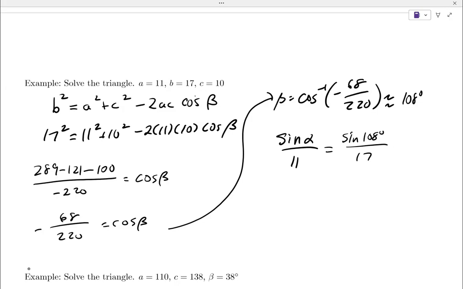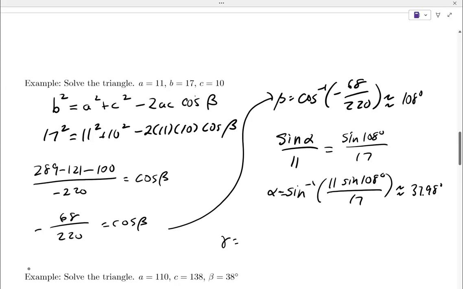Not that that's horribly important in a math class because we're just doing computations. It might be horribly important if you're, I don't know, building a rocket. You might want to make sure things are accurate. All right, so multiply both sides by 11 and then do the inverse sine. And what do you get? 37.98. Okay.